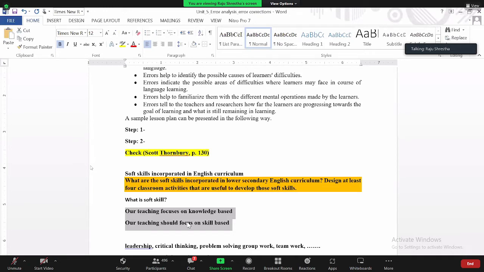And here, from the examination point of view, just understand that soft skills are the abilities that students use in the course of learning language, in the course of interacting with people, to make their teaching and learning effective as well as their life successful.